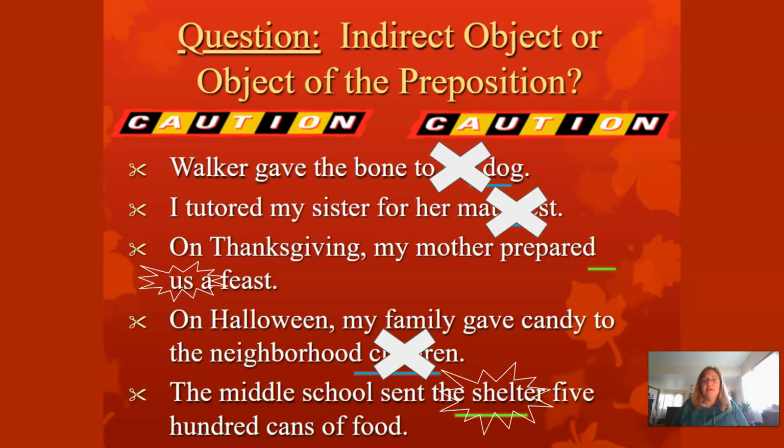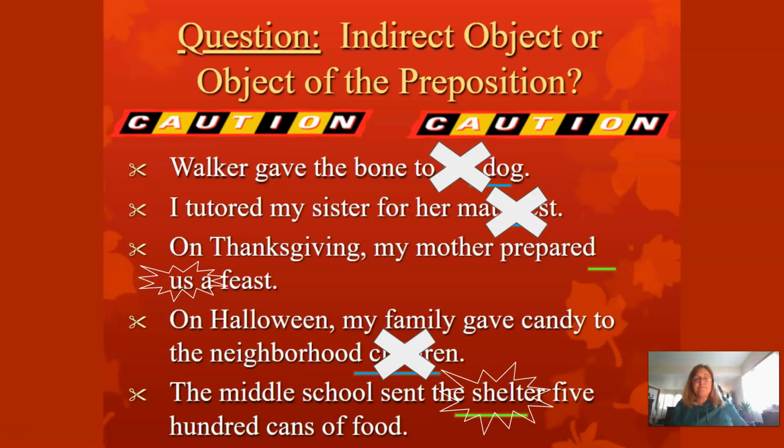We gave, what did we give? A bone to the dog. If it said Walker gave the dog a bone, then we would have an indirect object. I tutored my sister. My sister is the direct object. For her math test, not an indirect object. It is the object of a preposition instead. And in the last example, on Halloween, my family gave candy to neighborhood children. I gave, what did I give? Candy to neighborhood children. If I had said, on Halloween, my family gave the neighborhood children candy, now I have an indirect object.